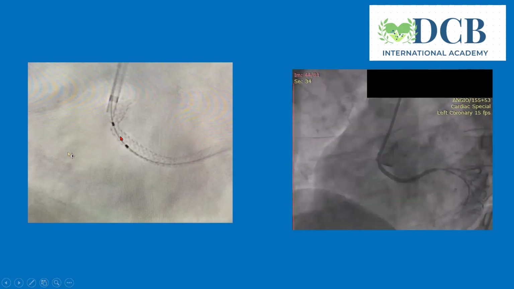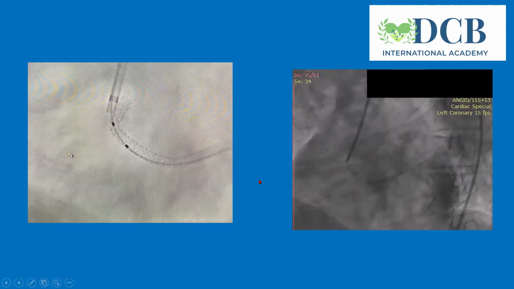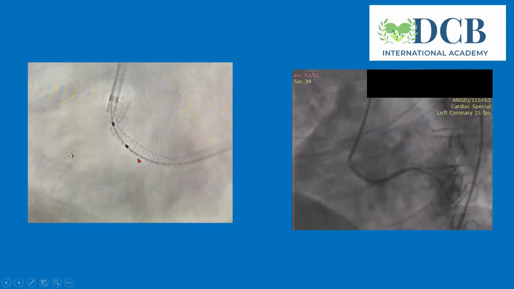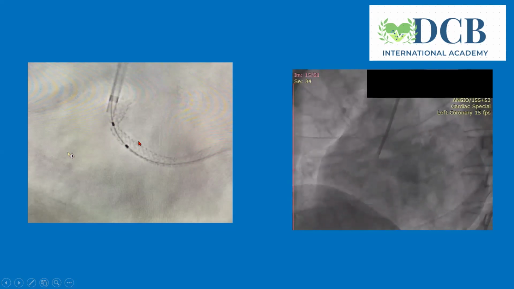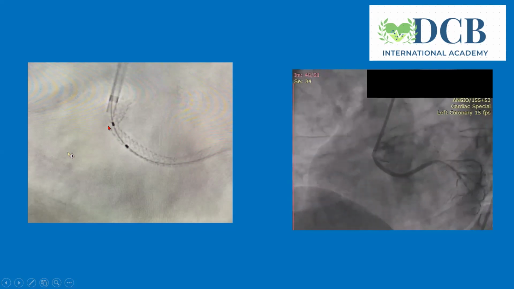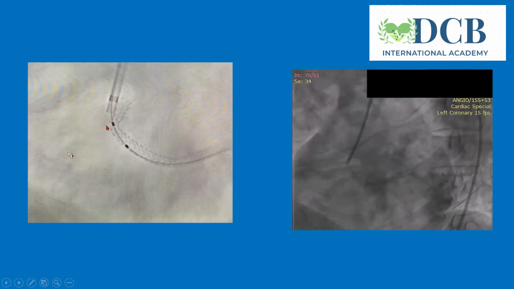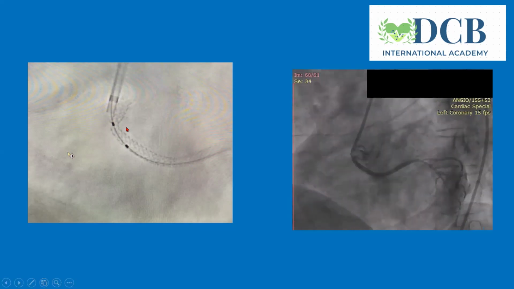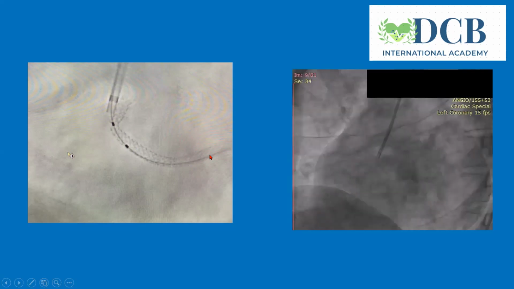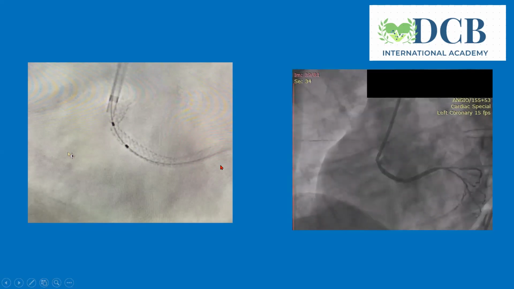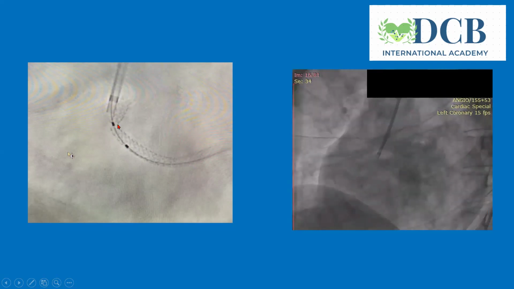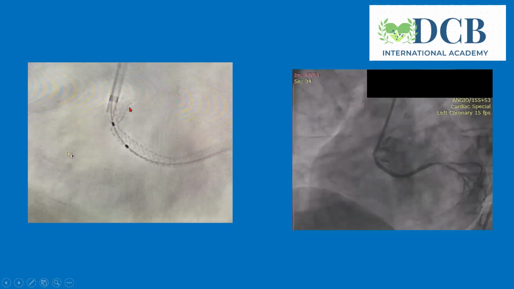So here we can see this has gone through this. Yeah, this is a nice picture. Till then we were completely unaware that we had actually gone through the struts, because the false assurance was given by the 3.5 NC balloon going smoothly without any resistance. So we thought we were in the true lumen.